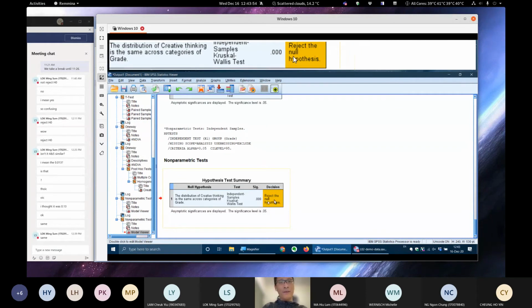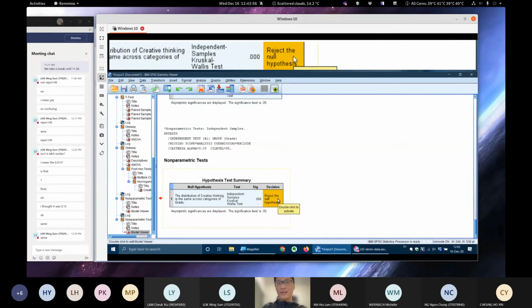But you don't have to worry about that because it already tells you the decision. So it means that at least some of the grades are different in creative thinking. That conclusion is the same as our ANOVA analysis before. But which group is different? Again, we need to know the post-hoc test result.